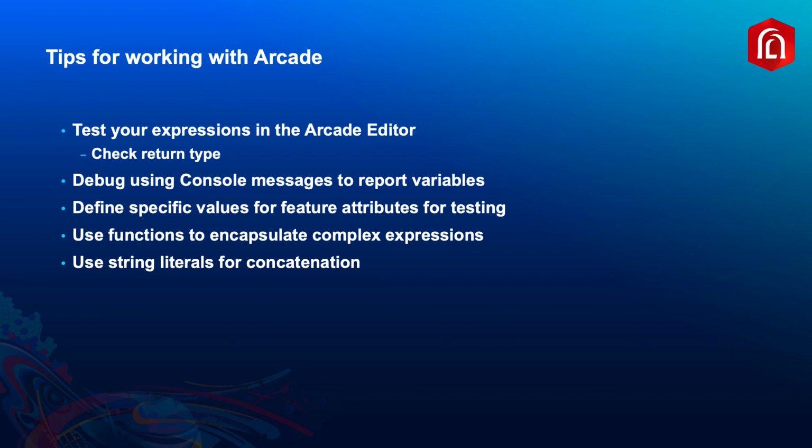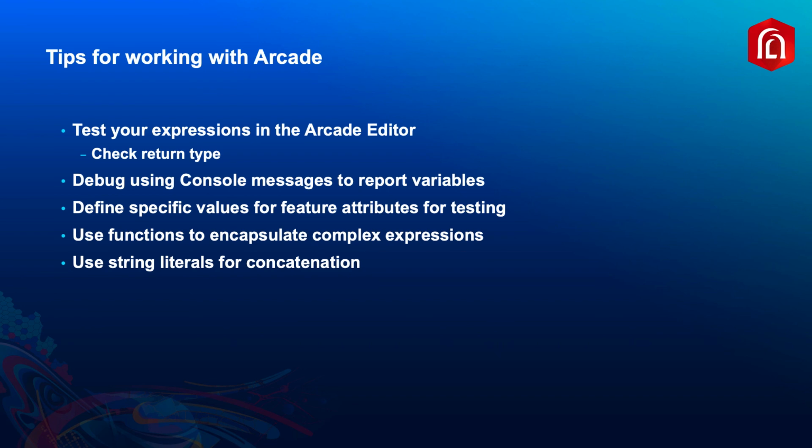You can define specific values when you hit that test button. I know Doug showed that in his demo where he picked the date. You can also put in attributes for a specific field, so you can have that expression test against that one specific feature that you want to test it against. And if you're doing something complex like calculating relative humidity, obviously you want to use functions to keep that code encapsulated and easier to manage. And use string literals for concatenation, which just makes things a bit easier, which Doug showed, even though I didn't do that in my demo.